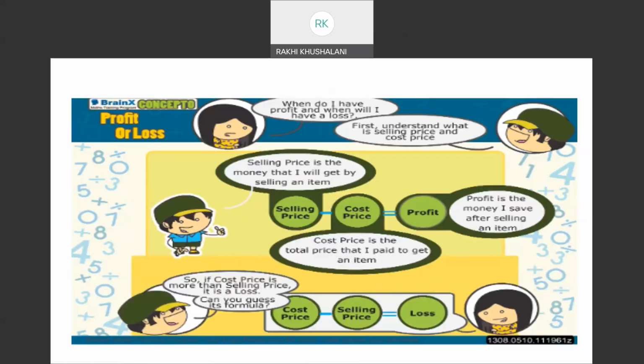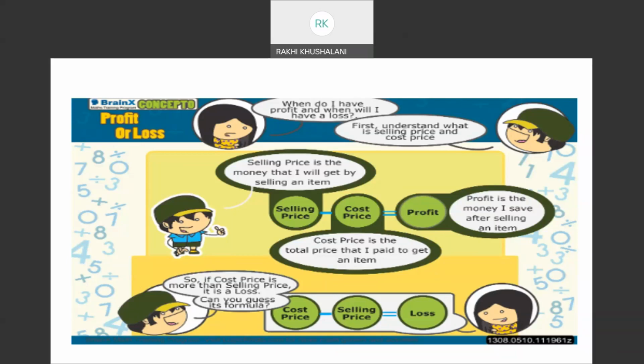When do I have profit and when will I have loss? First, understand what is selling price and cost price. Selling price is the money that I will get by selling an item. Profit is the money I save after selling an item. Cost price is the total price that I paid to get an item.